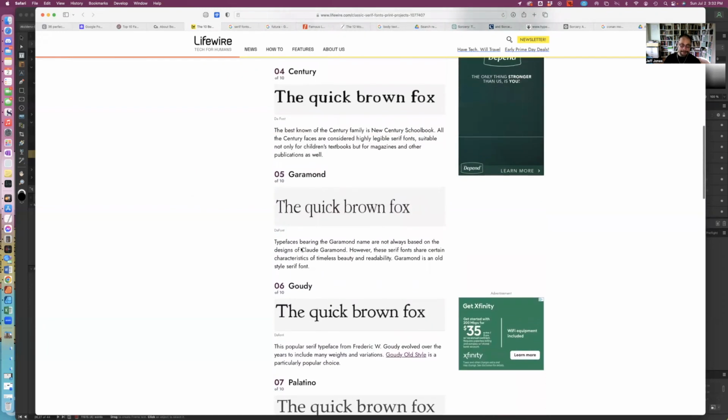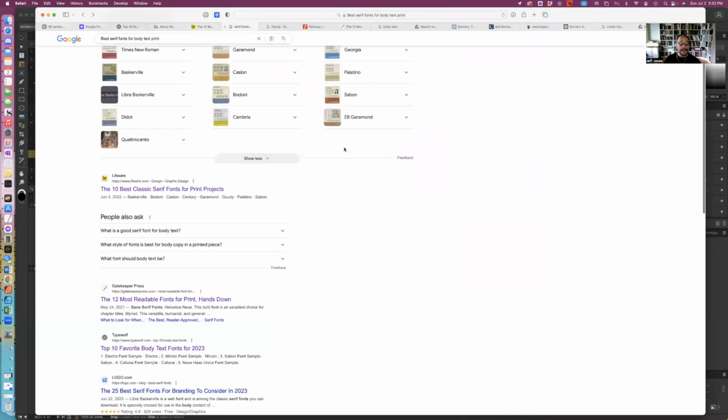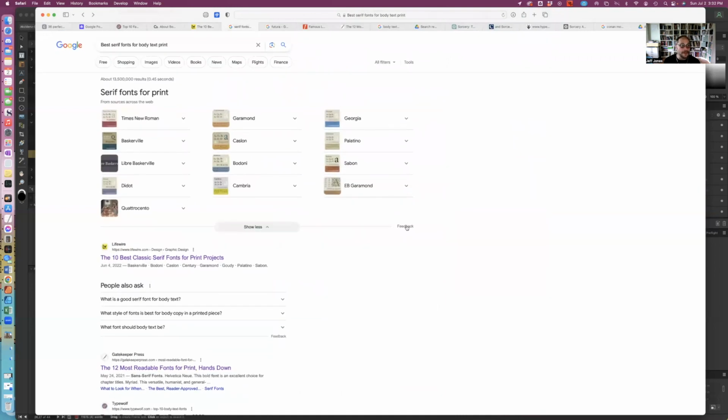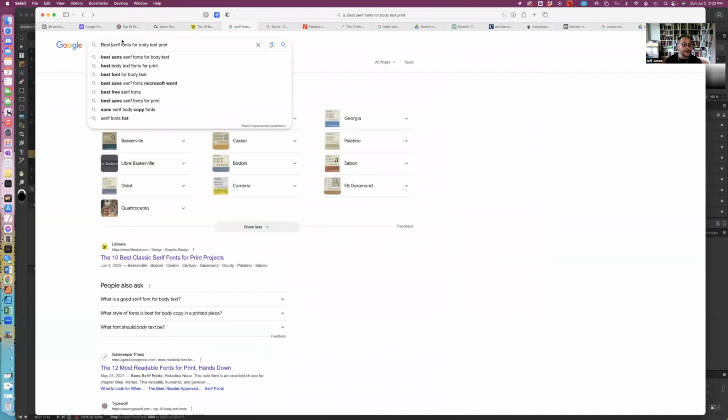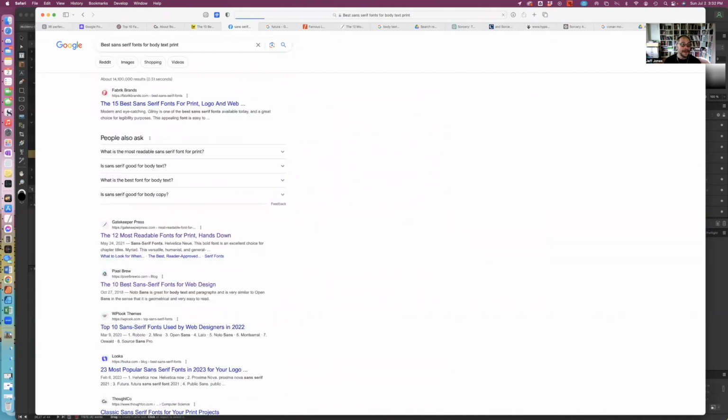So that being said, you go to Google. I think Google's your friend, even if it's not. If you type in best serif fonts for body text print, look at that. They give a list of these, and what we're seeing is a list of the same fonts, maybe a little bit of difference. And we will put best sans serif. No, they didn't do it. That's too bad.